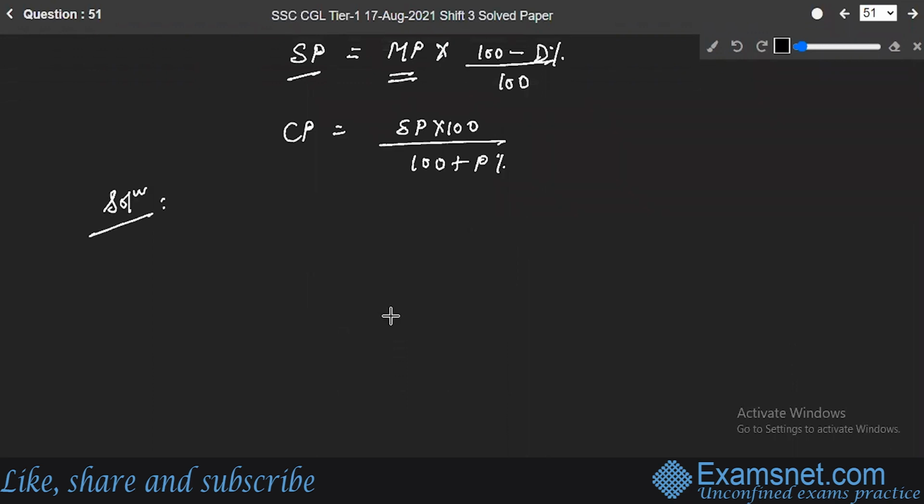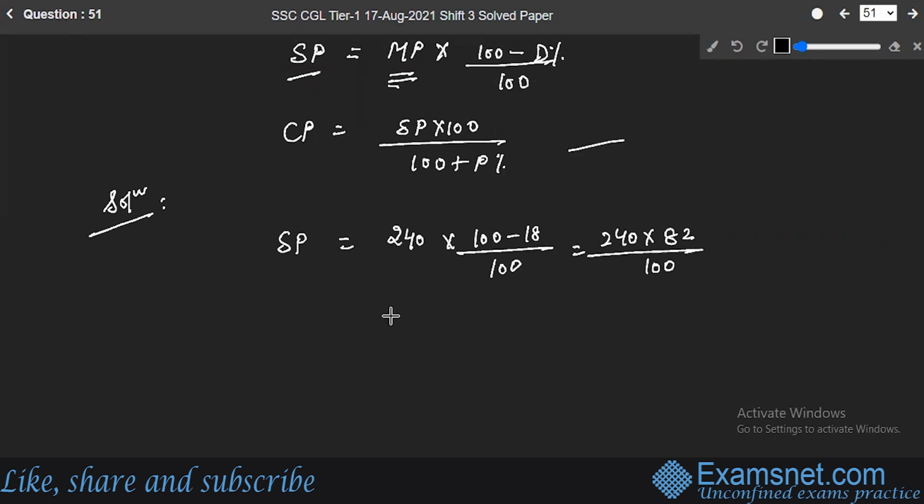So you are given the marked price, you are given the discount. Let's find out the selling price of the article. The marked price was given to you 240. Discount percent was 18 upon 100. So this will be equal to 240 into 82 upon 100. I'll not do any calculations or cuttings right now because we'll be doing calculations in this part. So we'll do it all together.